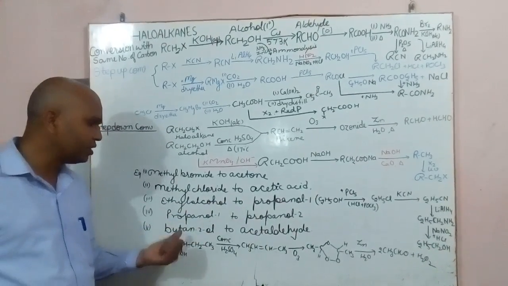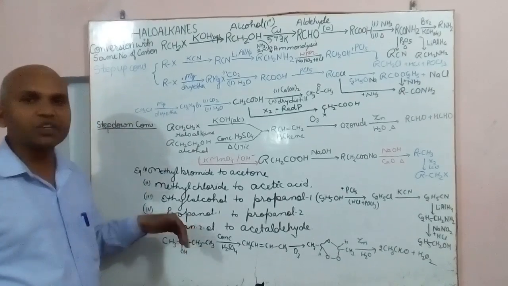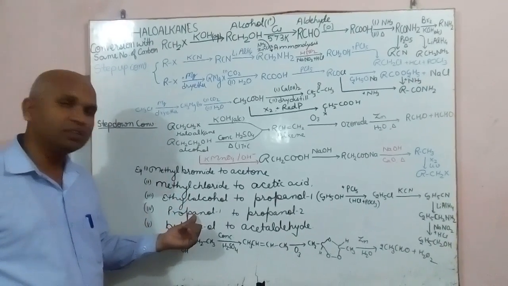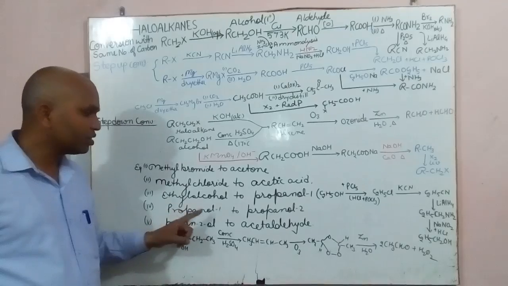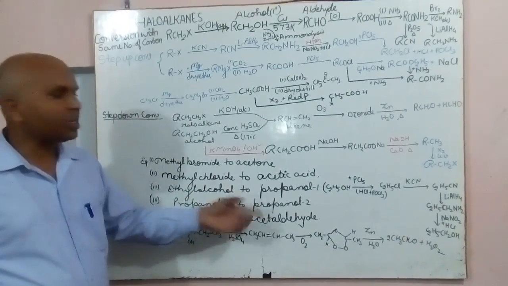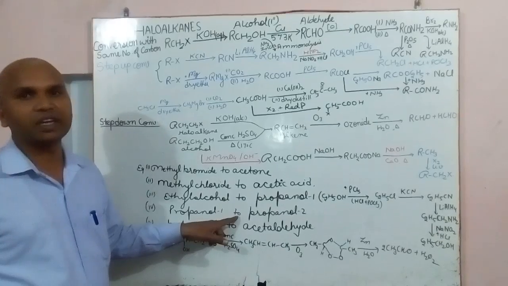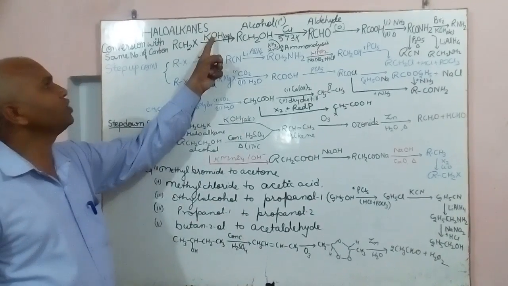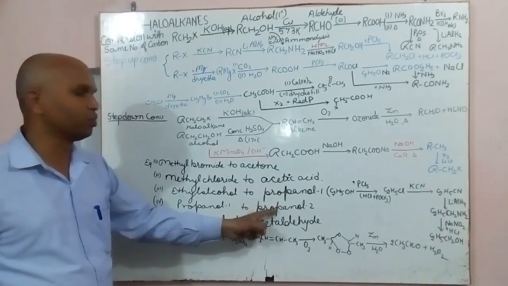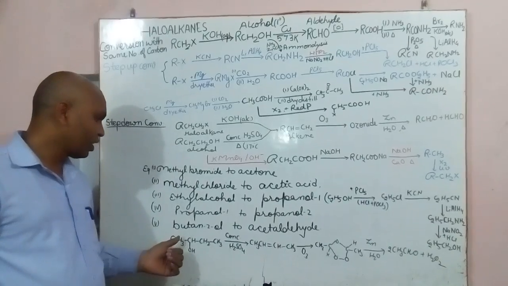What we have to do here, propane 1-ol, we can do the dehydration, we can get the alkene. Then, by addition of halogen acid according to the Markovnikov rule, we can get the secondary haloalkane, which on reaction with aqueous KOH is converted into propane 2-ol.